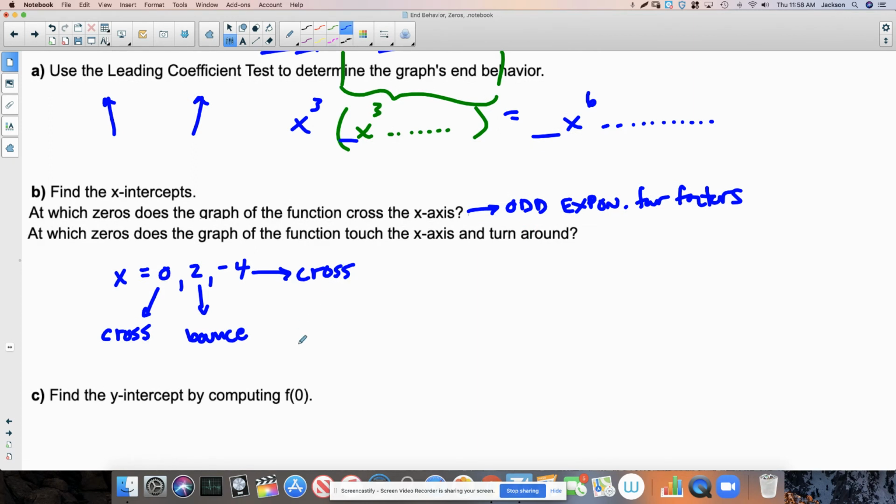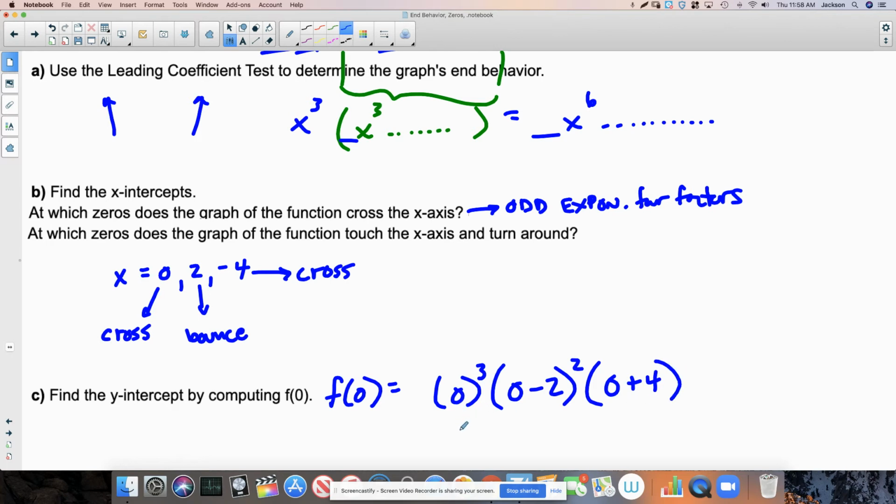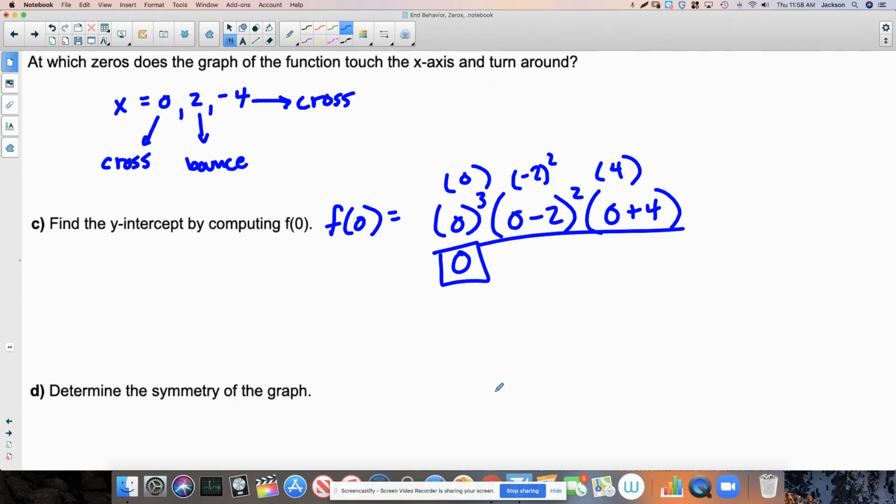The y-intercept: we plug in 0 for all of these values of x, okay? And then we've got 0 plus 4 here at the end. 0 cubed is 0. What do we get here? Doesn't matter, right? Because this term becomes a 0, and 0 is getting multiplied by this, so it doesn't even matter. Yes, this ends up being -2 squared, and yes, this ends up being 4, but we're multiplying all of that by 0. So it doesn't even matter. We know our y-intercept is 0.